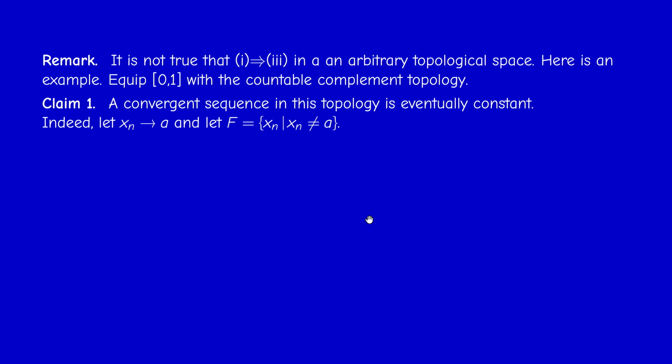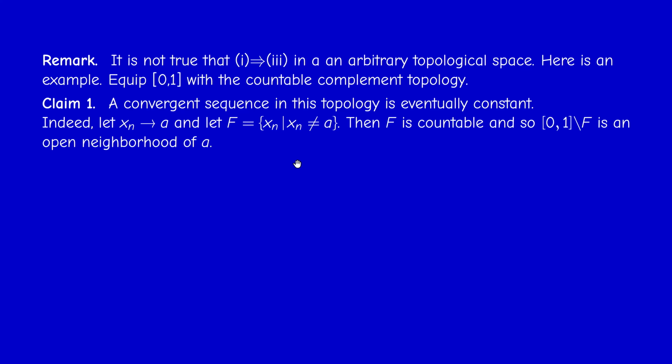Let us prove this claim. Okay, suppose that xn converges to some limit A, according to our definition of convergence. And consider the set F of elements of the sequence that are distinct from A. Of course, this is a subset of the range of the sequence, so it's a countable set. Okay, so the complement of F is an open set, and it contains A, right? Because A is not in F, right? So the complement of F with respect to [0, 1] is an open neighborhood of A. It's an open set containing A.